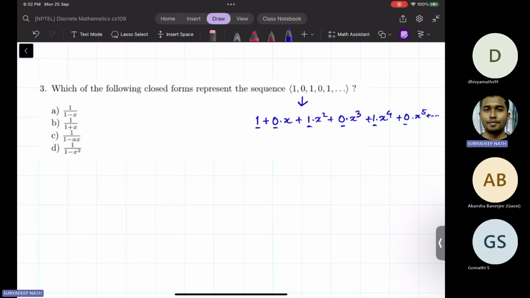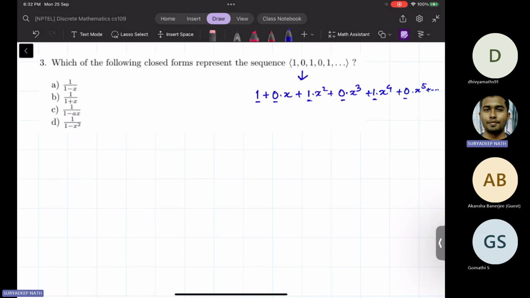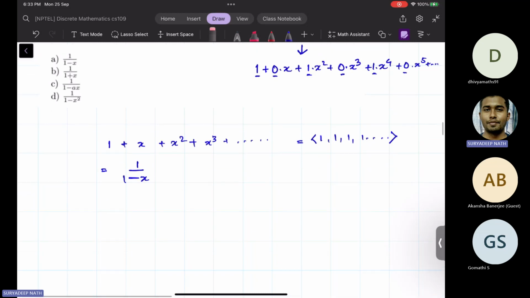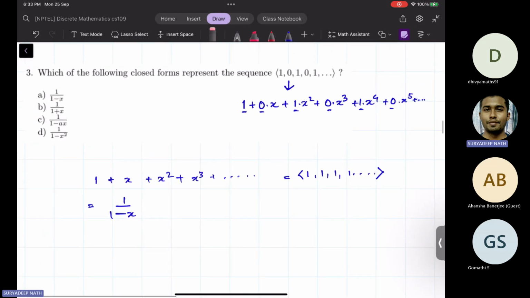Now which of the following closed forms represents this sequence? Which of these four options, on expanding, will give us this sequence? What we know already is that 1 plus x plus x squared plus x cubed is the sequence 1, 1, 1, and so on. This is basically the sum of the GP series, which is 1 by 1 minus x. This is the infinite series, 1 by 1 minus x, where x is less than 1.